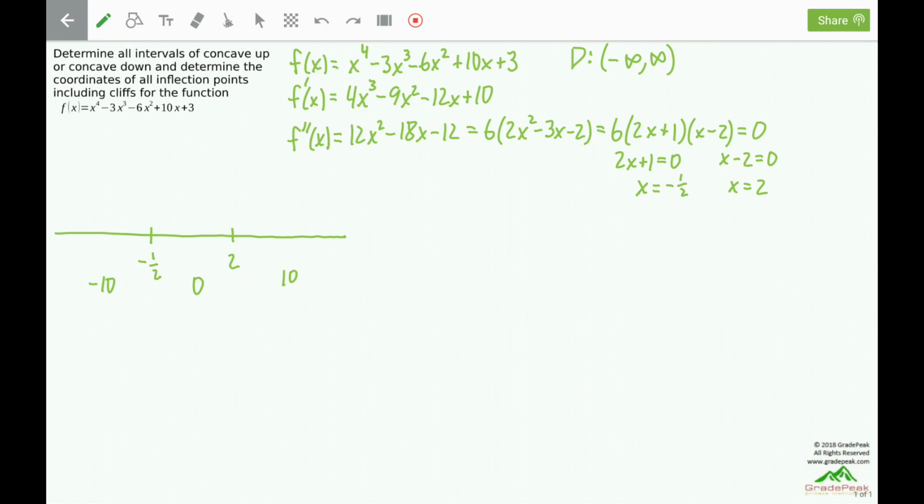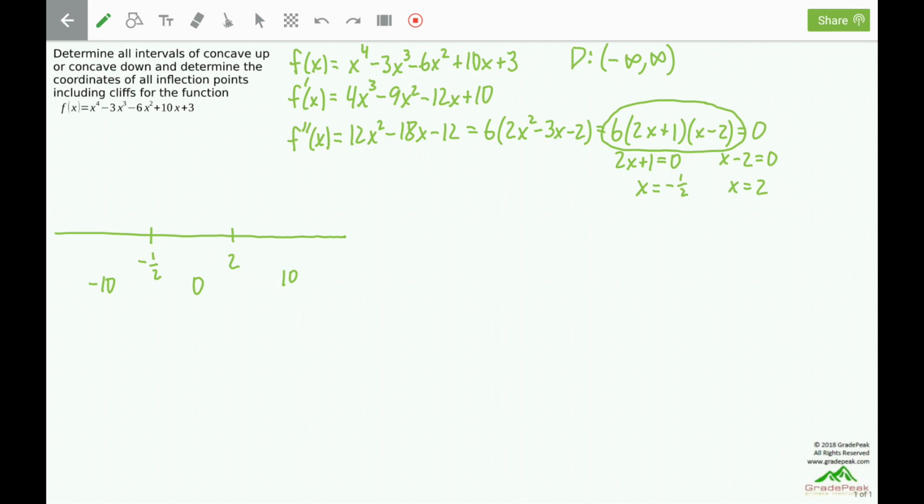We can now test the concavity in each of the intervals by plugging the test values into the second derivative. We don't care about the value of the second derivative, just whether it is positive or negative. So the best place to plug into is the fully factored version.